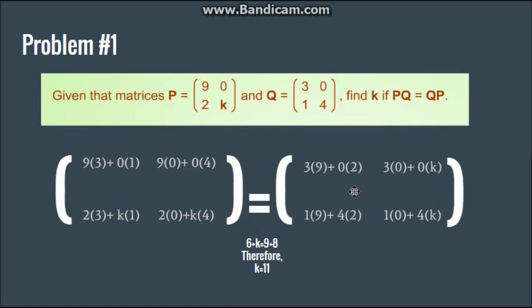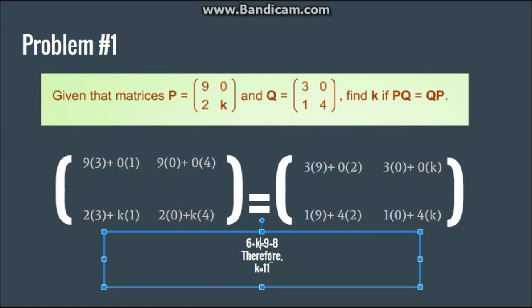From the first, second and fourth terms of each matrix, we can't really derive any value of k, because the coefficients are 0 for the first two terms, and for the last term we get 4k and 4k, from which we cannot deduce anything. Okay, right, so from the third term of the first matrix we get 6 plus k, and from the second matrix we get 9 plus 8. So therefore, since PQ equals QP, 6 plus k must equal 9 plus 8, and therefore using linear calculations, k is equal to 11.